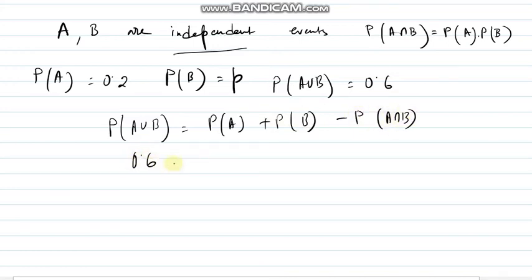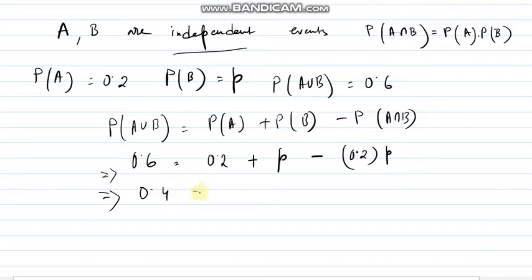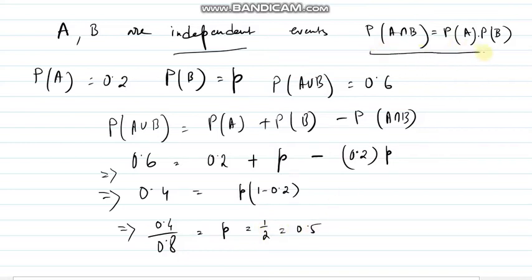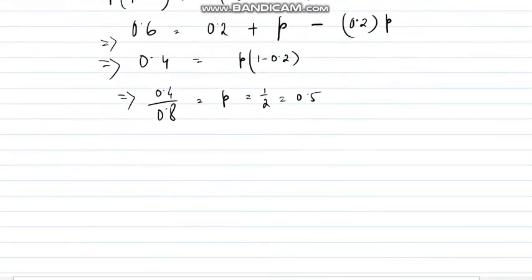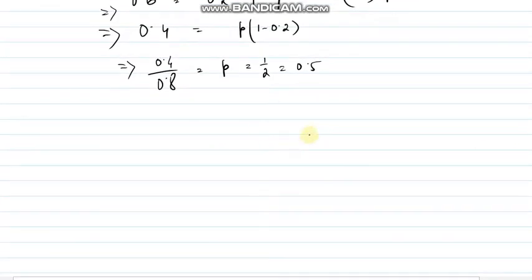So this is 0.6, this is 0.2, this is, I don't know, small p, and the other is 0.2 into p. So this will be 0.4 if 0.2 goes to this side. If I take p common, 1 minus 0.2 will be 0.8. So the value of p will be half, or 0.5. Please do remember, if they are independent events, this formula will be valid. Further, if the three are independent and mutually independent, that case we will discuss later.